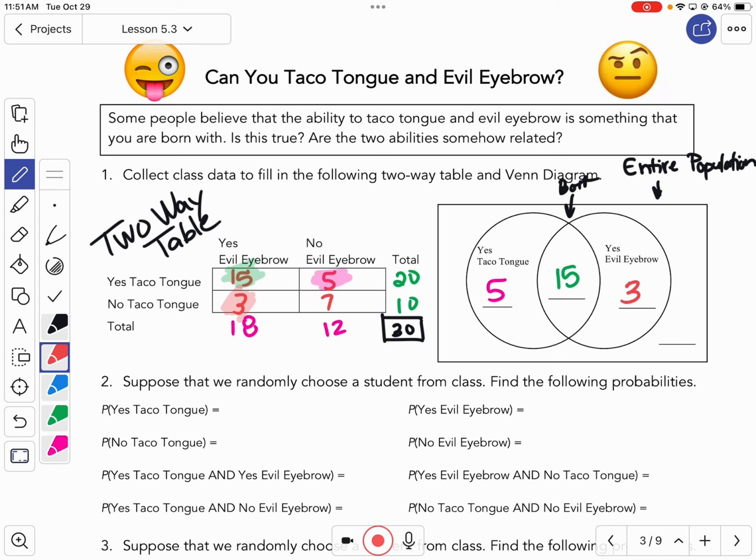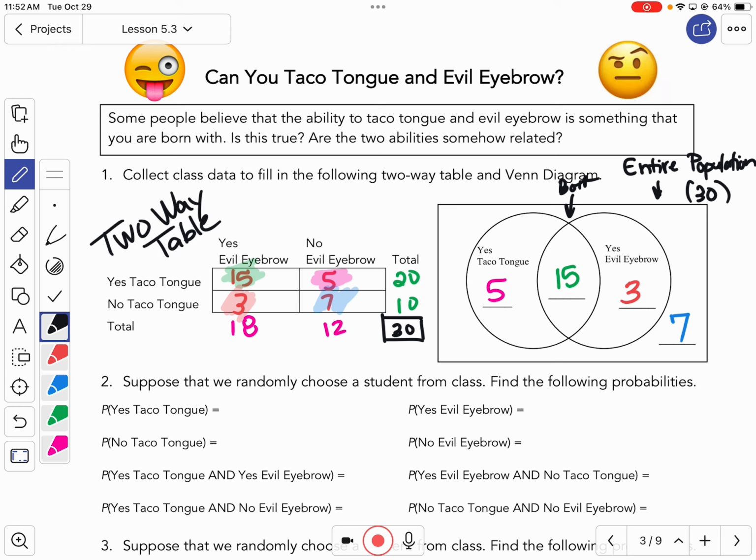And then outside the circles are the people who can't do either. So how many people cannot do either? Seven. It's that very last number. Now, when I look at my numbers inside that Venn diagram, guess what it should add up to? 30. Does it add up to 30? Yes, 5 and 15 is 20, plus 3 is 23, plus 7 is 30. So it adds up to my entire population, which is 30. I feel like when you're doing a Venn diagram problem, having the table helps, because you're just going to use all the numbers that are there: the both, the neither, and then one or the other.